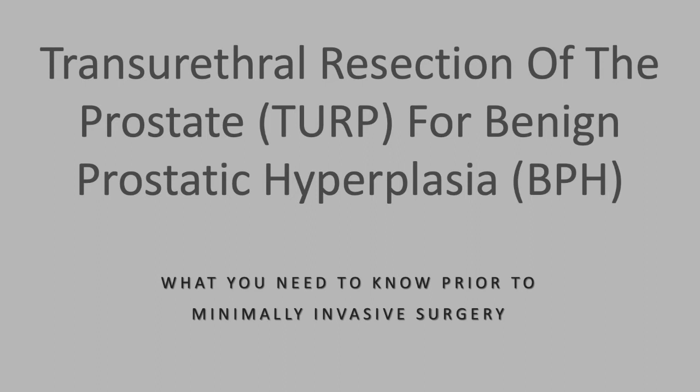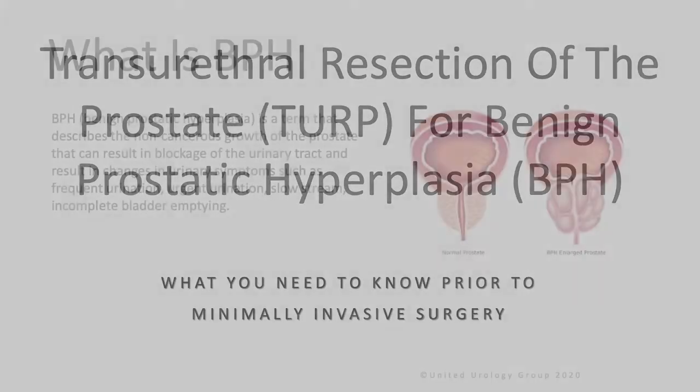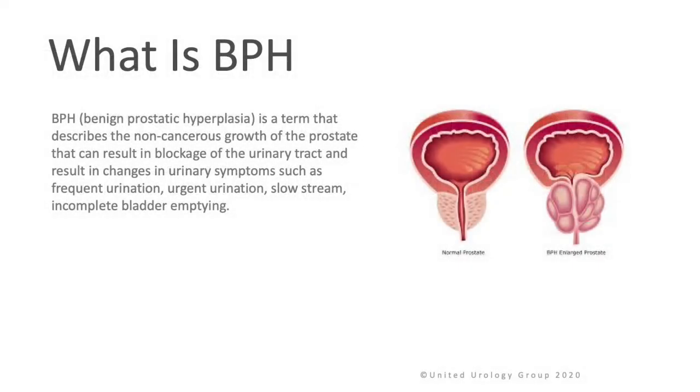This presentation regards transurethral resection of the prostate, TURP, for benign prostatic hyperplasia, BPH, and what you will need to know prior to your minimally invasive surgery. What is BPH? BPH, benign prostatic hyperplasia, is a term that describes a non-cancerous growth of the prostate that can result in blockage of the urinary tract and result in changes in urinary symptoms such as frequent urination, urgent urination, slow stream, and incomplete bladder emptying.